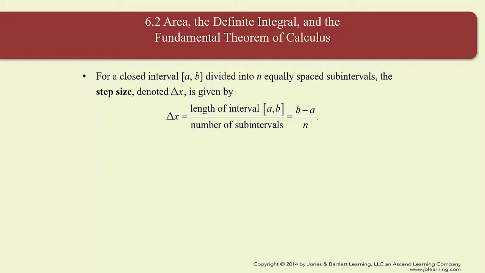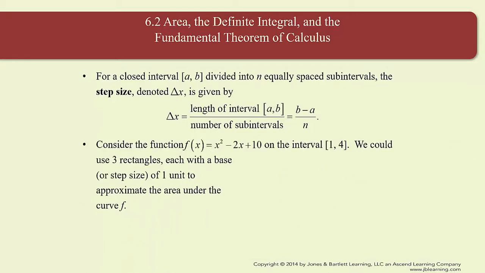Now, we're not going to do anything as large as that in our explanation here. We're just going to look at the function x squared minus 2x plus 10 on a smaller interval, 1 to 4. Notice the length of that interval would be 3. So A is 1, B is 4, so 4 minus 1 is 3. And then we're going to just use 3 rectangles. By using 3 rectangles, each would have a base of 1 unit. And we're going to use that to approximate the area under the curve of the function.